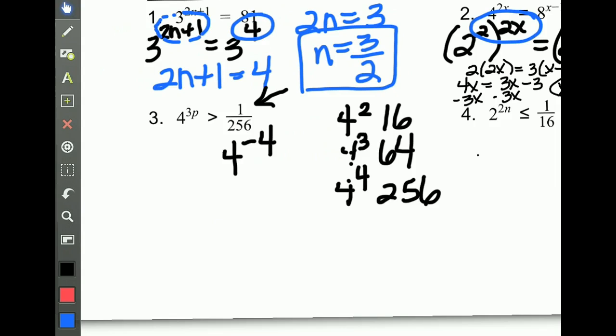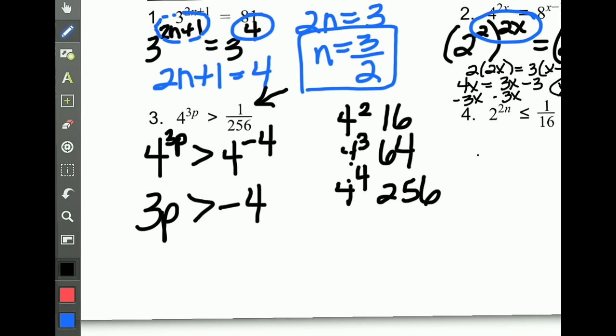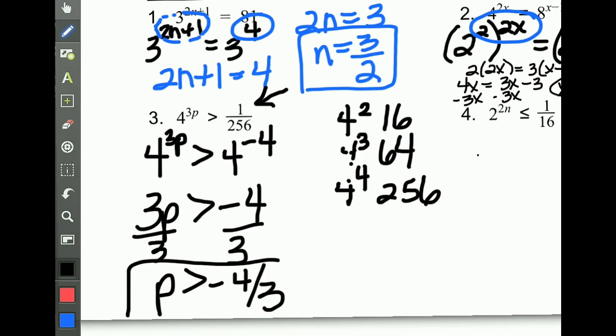On this side, I have 4 to the 3p is greater than. Now my bases are the same. I can now ignore them for the sake of solving. Divide by 3. So p is greater than negative 4 thirds.